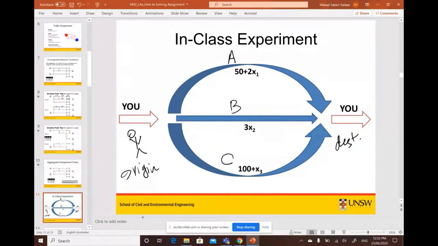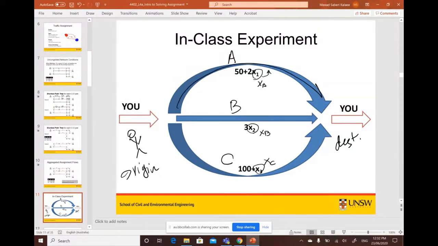And each of the paths has a link cost. So this one is 50 plus 2x1, where x1 is actually the volume of link A, or XA. This is 3x2, where x2 is the volume on this link B, or path B. And this one, xc, is the volume on this path itself.